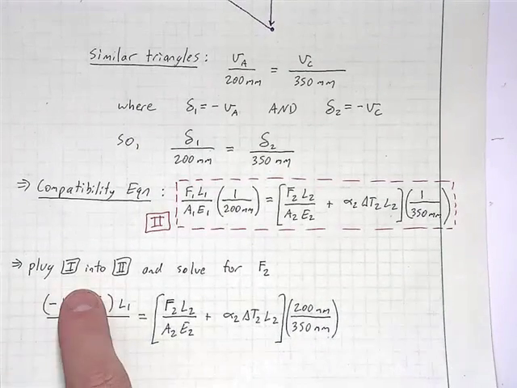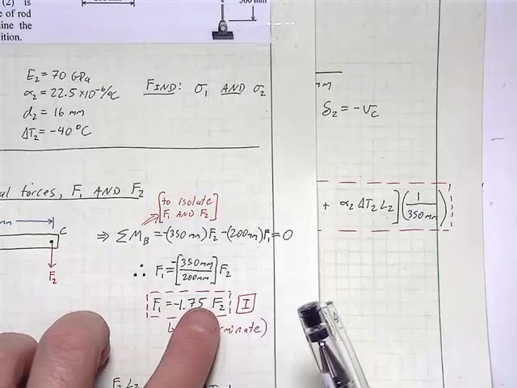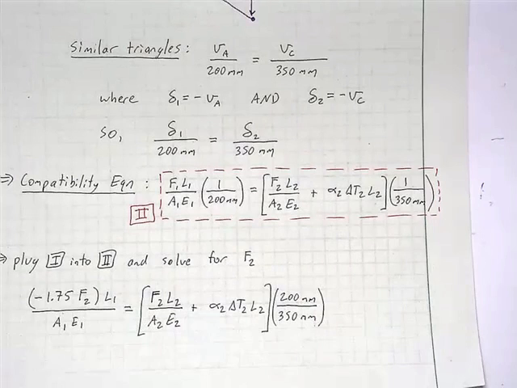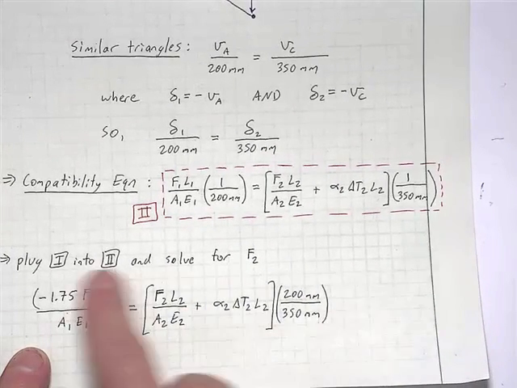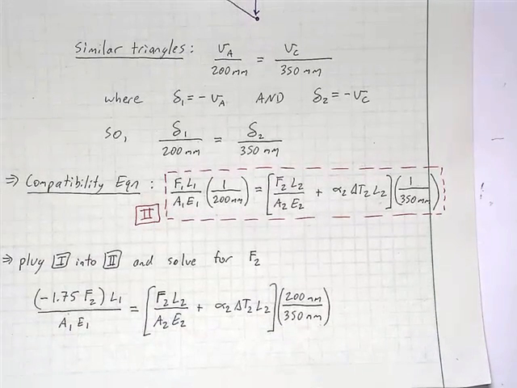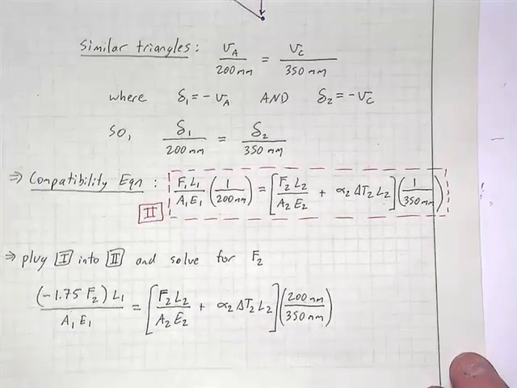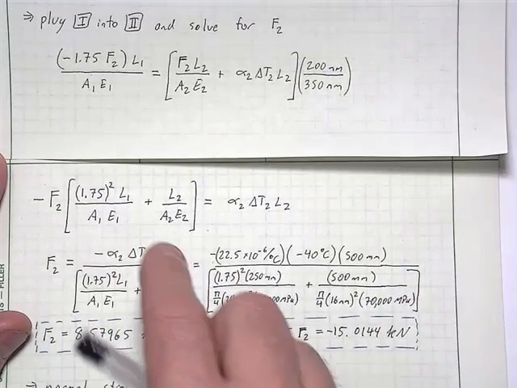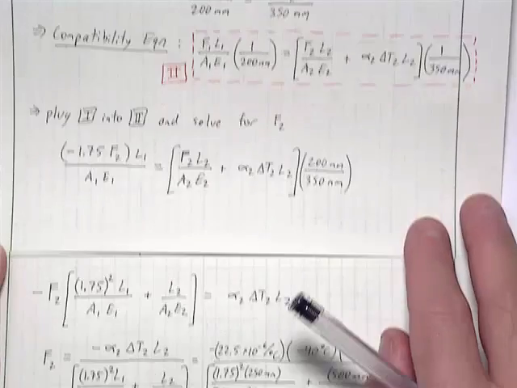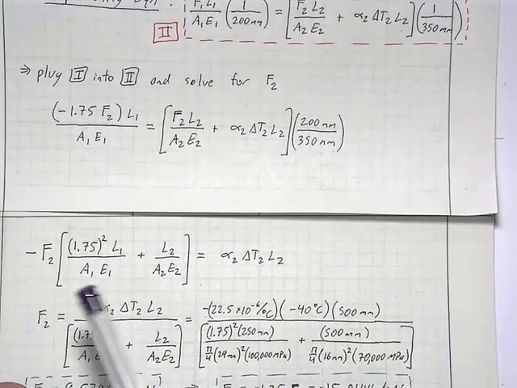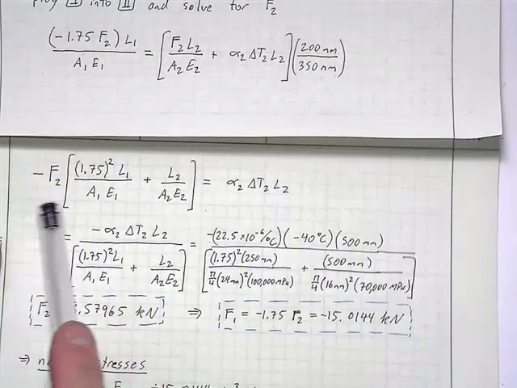All right, so then we plug the nice result from equilibrium, this guy, into our compatibility equation, which is quite complicated, but what it allows us to do is to solve completely just for F2. So this is now an equation where the only unknown is F2. With a little bit of algebra, we can solve for F2.